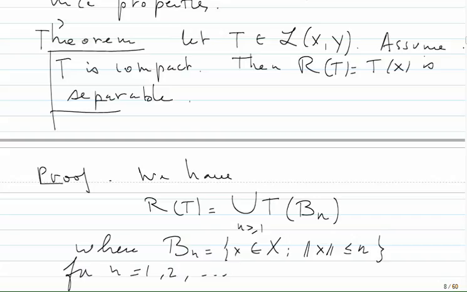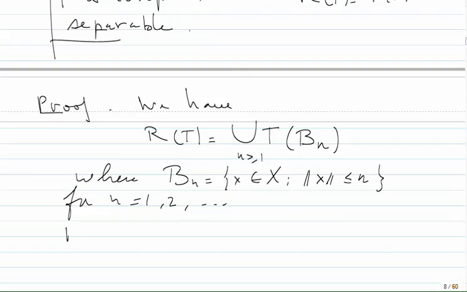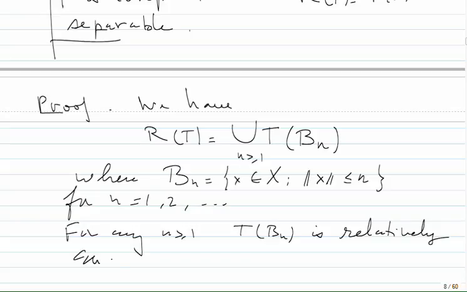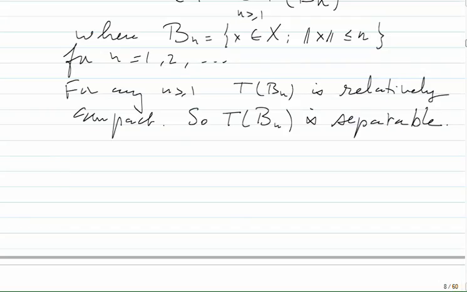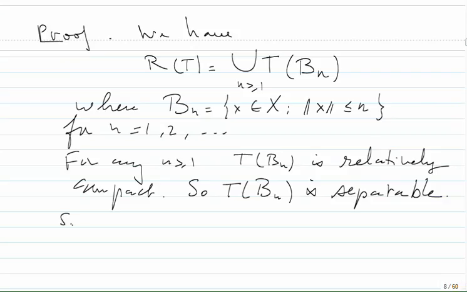Okay? So obviously, for any n, T(Bn) is relatively compact. And we have seen that in metric spaces, compact metric spaces are separable. So T(Bn) is separable. Since we are taking a countable union of separable sets, R(T) is separable. Okay?